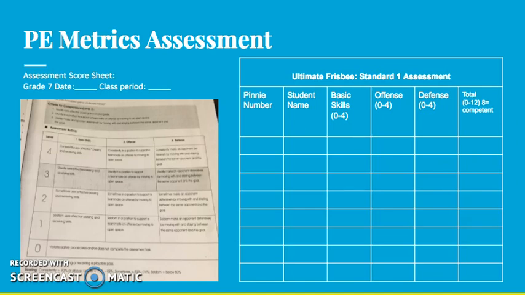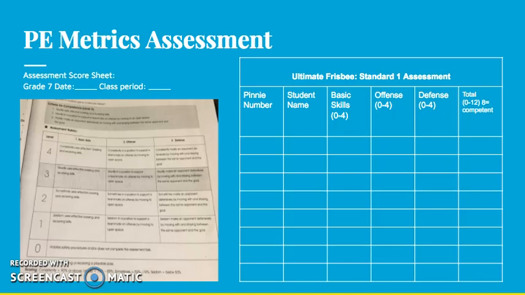It assesses 3 different things: basic skills, offensive skills, and defensive skills on a scale of 1 to 4. 4 being consistently uses these 3 skills, 3 being usually uses the 3 skills, 2 being sometimes uses the skills, 1 is seldom, and 0 would be they don't participate in the assessment.